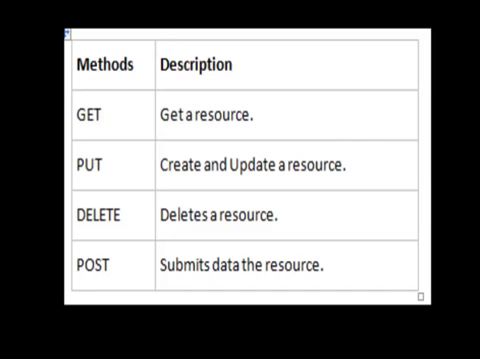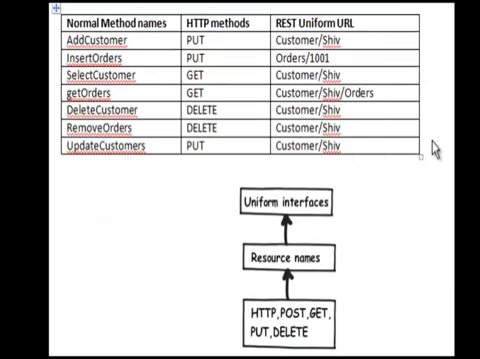So if you look at the HTTP web, which has matured for 40 years, these 4 methods allow us to do these operations. So for example, the HTTP get gets a resource, the HTTP put actually creates and updates a resource, the HTTP delete deletes a resource, HTTP post actually submits data to the resource. So if you can take these 40 years old methods which are now so famous and combine them with your resource, then your interfaces can be made uniform. So now if you combine the standard HTTP methods with your resource names, you can have uniform interfaces.